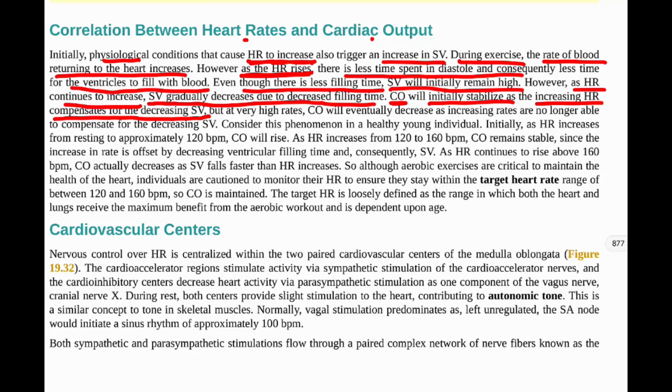So the cardiac output will initially stabilize as the increasing heart rate compensates for the decreasing stroke volume. So we're not getting as much blood out every time we pump, but we're pumping more, so we're still getting the same amount of blood. There we go. That was nice and simple. We pump more often, even though we're not pumping out as much blood, so our stroke volume is decreased, but our heart rate has increased in such a way that we're still getting the same amount of blood out per minute.